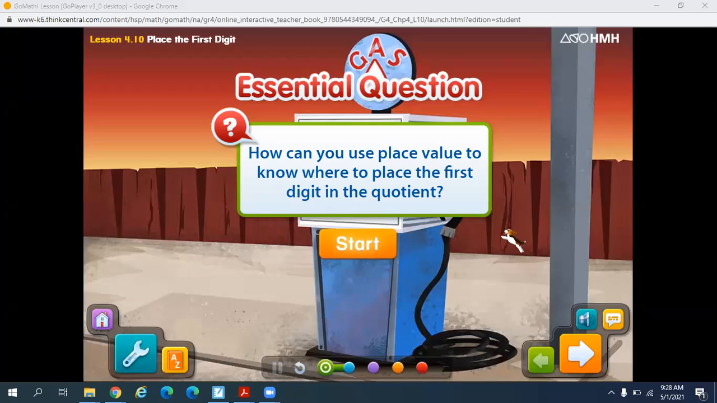How can you use place value to know where to place the first digit in the quotient, or the answer, to your division problem?